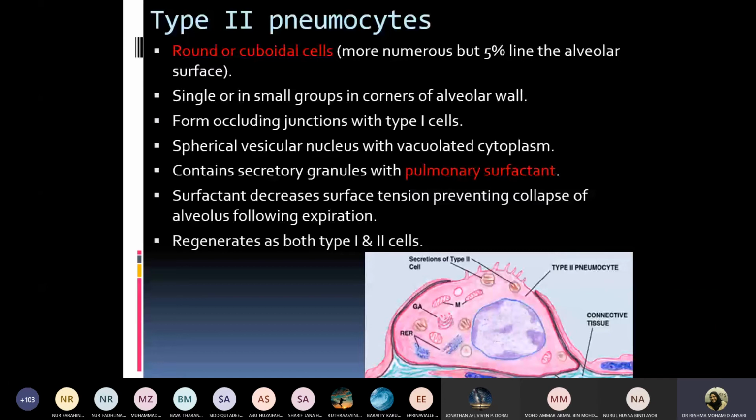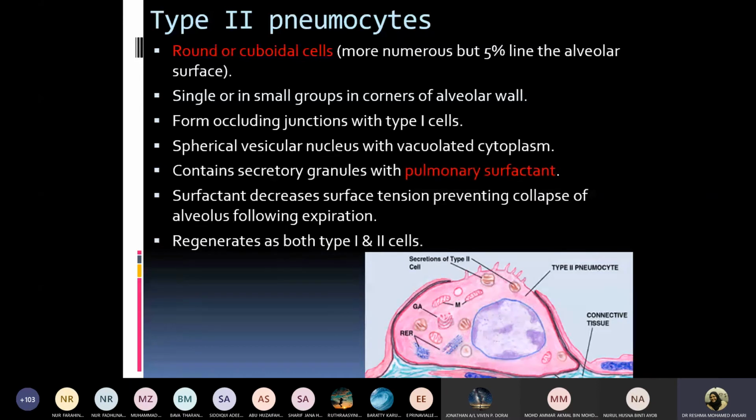When I breathe in, all my alveoli will expand. When I breathe out, the alveoli all will collapse. But this pulmonary surfactant will prevent the total collapse of the alveoli. It maintains a surface tension so that the alveolus does not collapse totally. So the next time I breathe in, my work becomes easier because already the alveoli are open a bit. So I just have to move more.